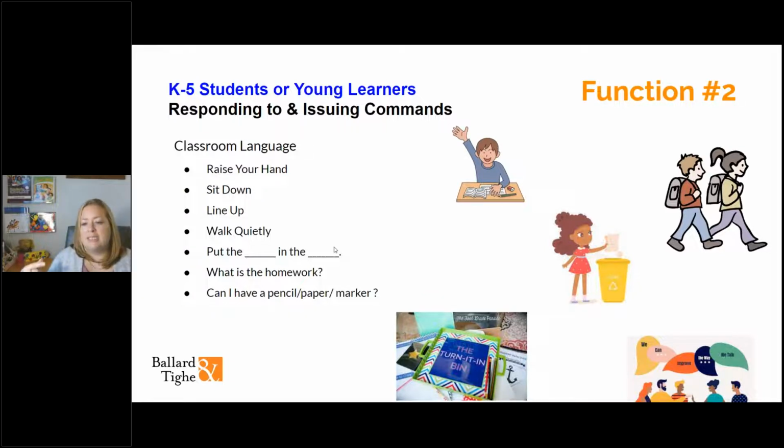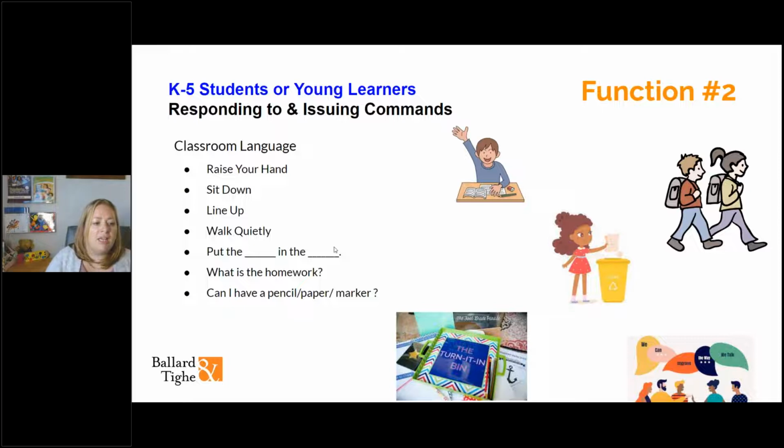So raise your hand, sit down, line up, walk quietly. Those are school structures that we do here in the United States that may not be the same school structure they do other places. Walking quietly in a hallway is not necessarily the norm everywhere else. Some of my students didn't know how to get in a line because when you went in the hall, it was kind of a free-for-all. So we have a very structured approach in a lot of our schools, and we have to teach those routines. So that's kind of what you're teaching here.